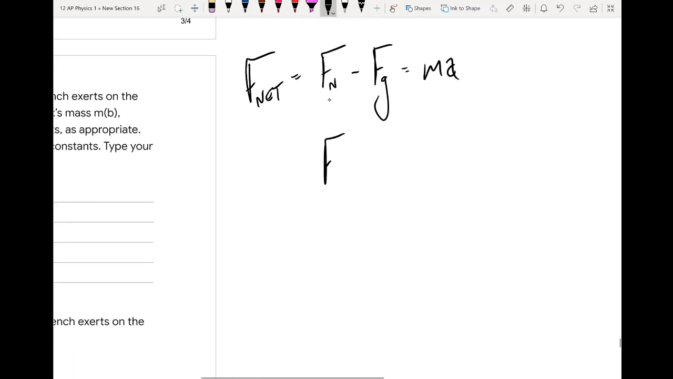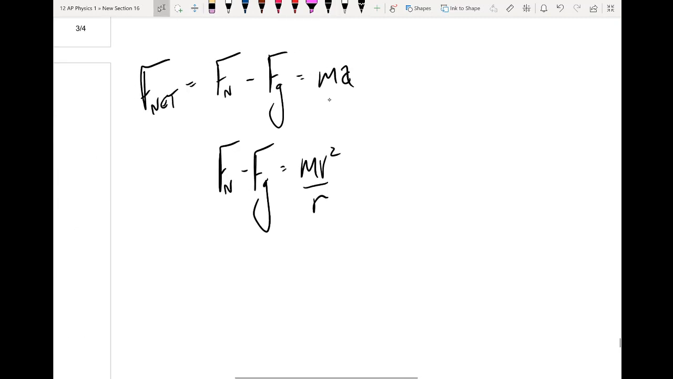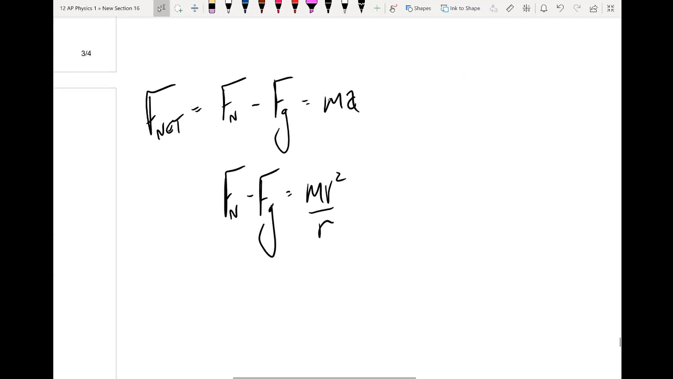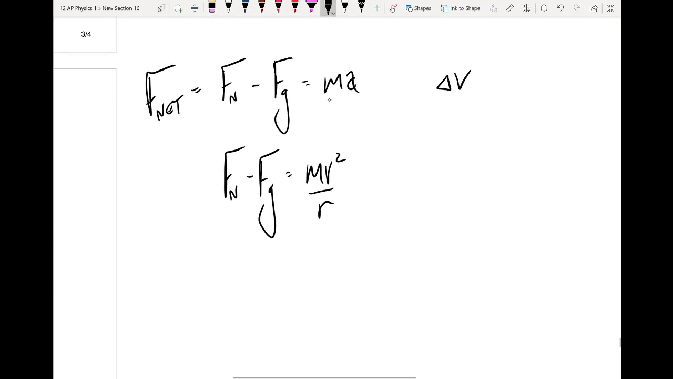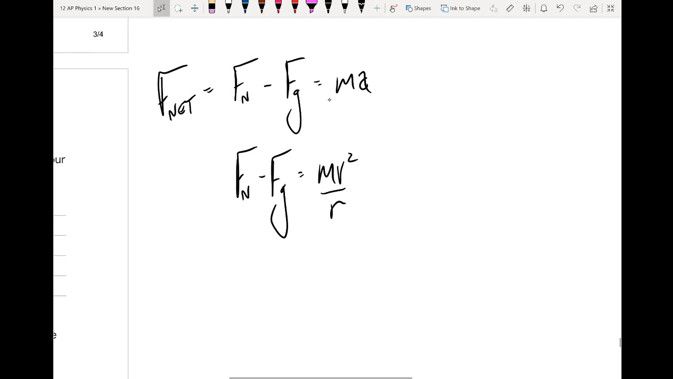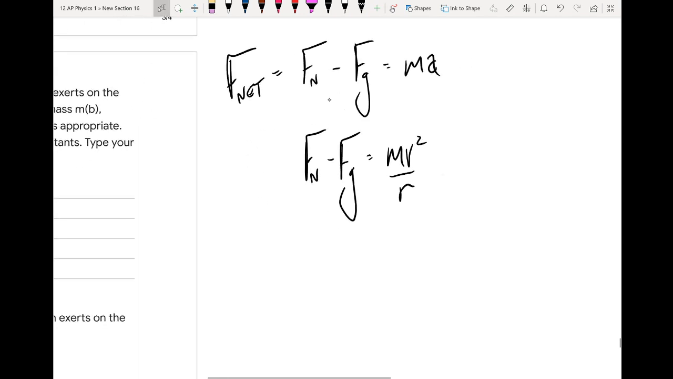When we're dealing with a circular motion, though, the acceleration we can replace with v squared over r, our equation for centripetal acceleration. We said before that the tangential acceleration, the acceleration we're used to, we can find by saying the change in velocity over the change in time. In this case, the velocity is changing, but the magnitude of the velocity is not changing. And because the magnitude is not changing, this delta v would just be equal to zero, because the actual number is not changing. We're changing the direction. That's what's causing our acceleration. So we need this special equation for centripetal acceleration.